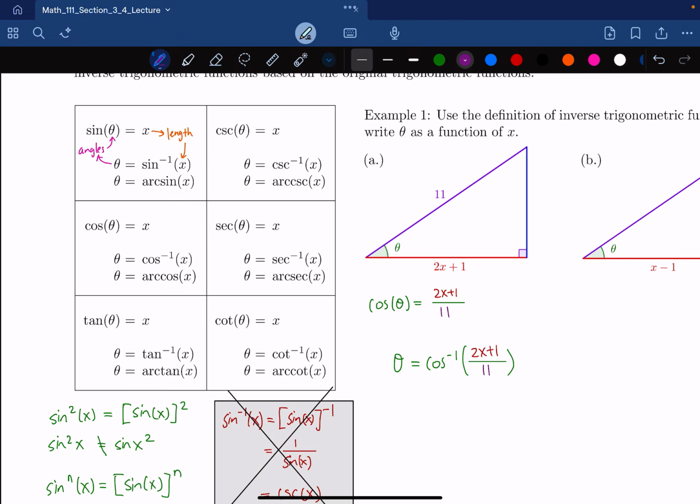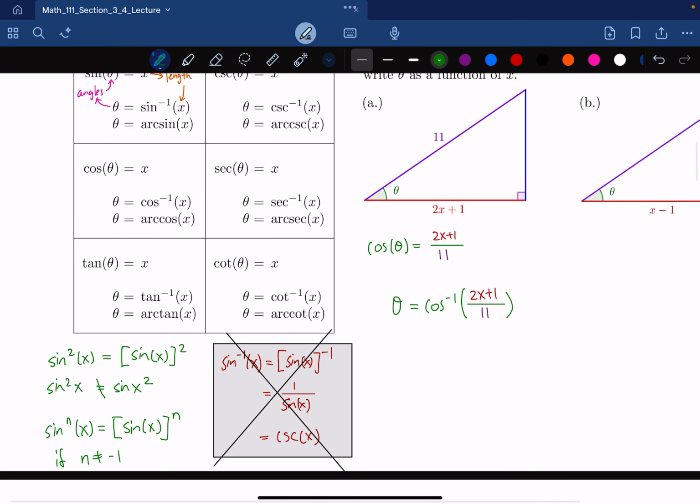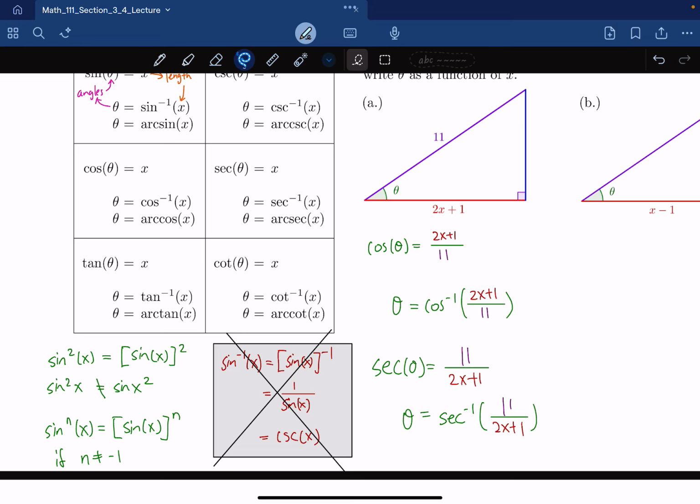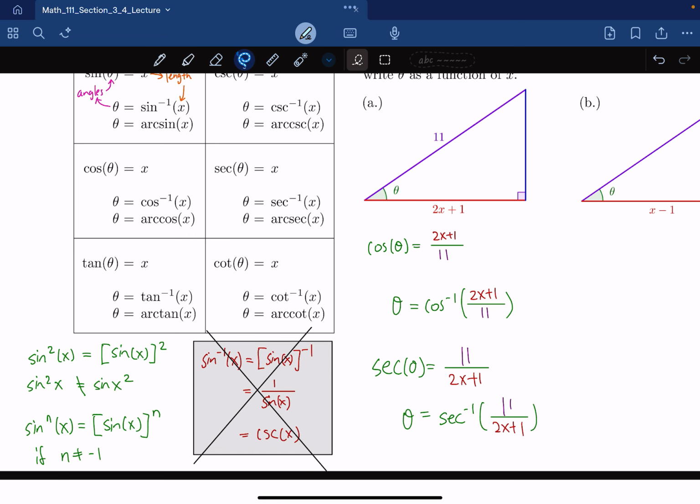Now, it's the same idea if you go ahead and use secant, it basically comes out the same way. So secant theta equals hypotenuse over adjacent, so 11 over 2x plus 1. And at this point, hit it with the inverse, we have theta equals secant inverse of 11 over 2x plus 1. Okay, so both of these are going to give you the same result, and feel free to use whichever one you want.